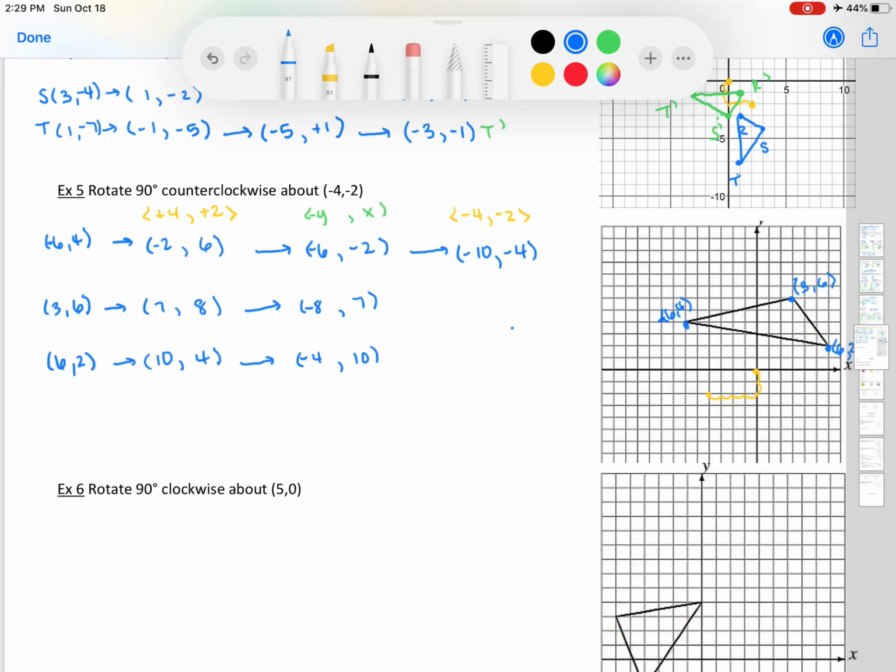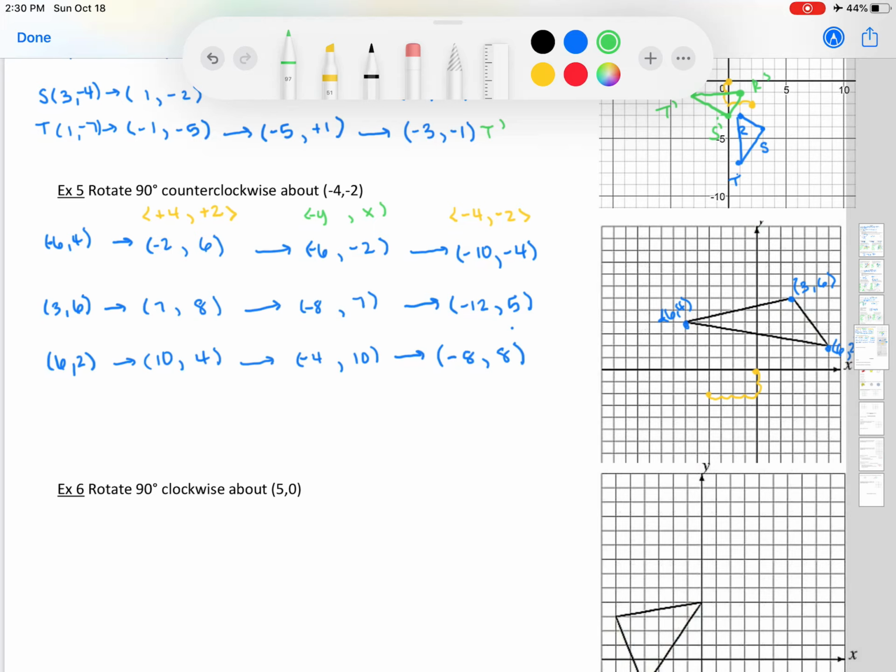And -2 plus a -2 is going to give me a -4. Negative 8 plus a negative 4 is going to give me a negative 12. And 7 plus a negative 2 gives me 5. And our last coordinate, negative 4 plus a negative 4 gives me negative 8. And 10 plus a negative 2 gives me a positive 8.